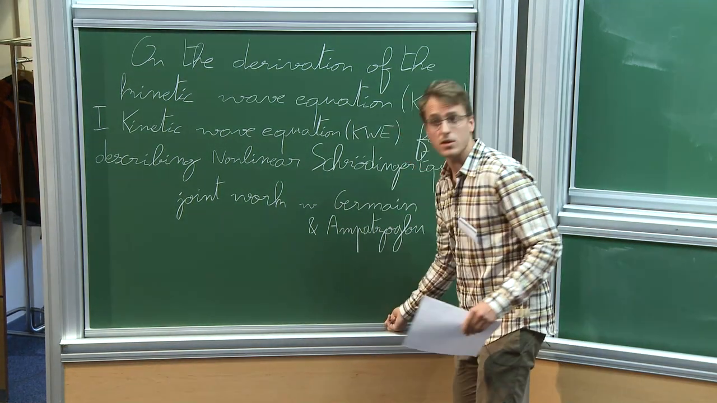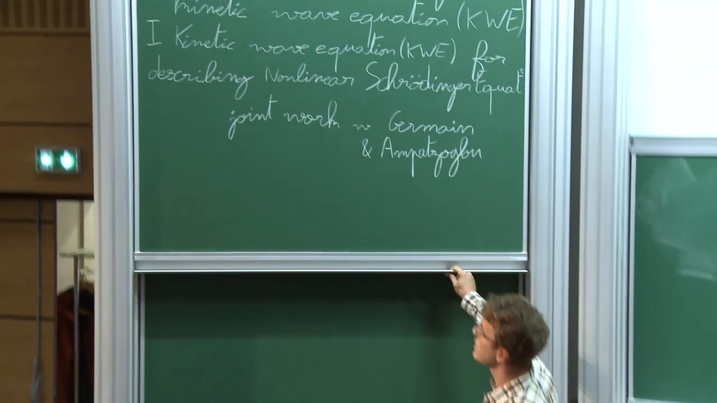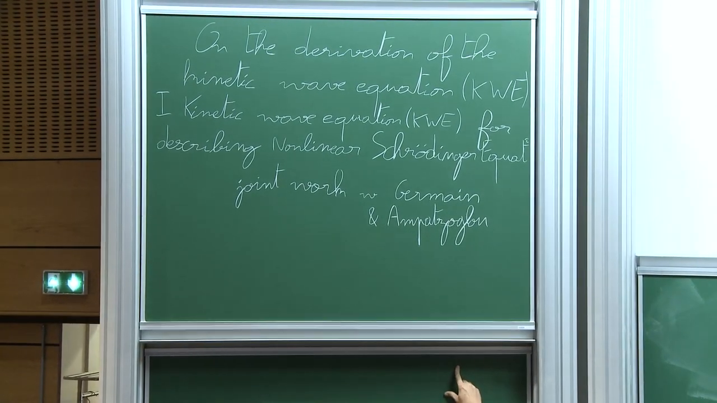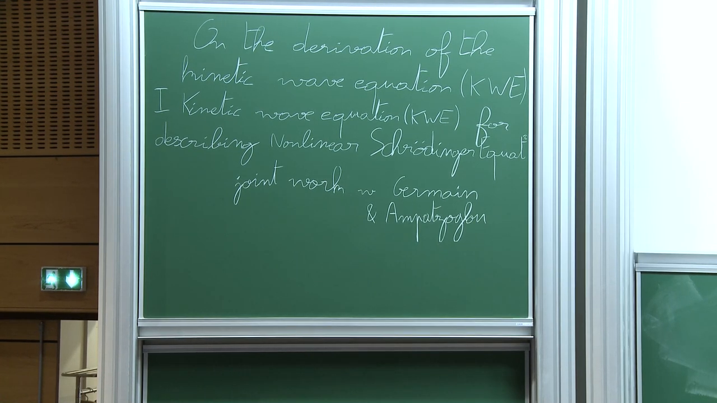Okay, so my talk is going to be about the derivation of the kinetic wave equation. And it arises as an effective equation from, for example, the nonlinear Schrodinger equation. So first of all, what are my equations and my data?